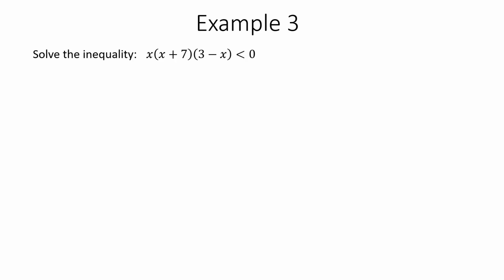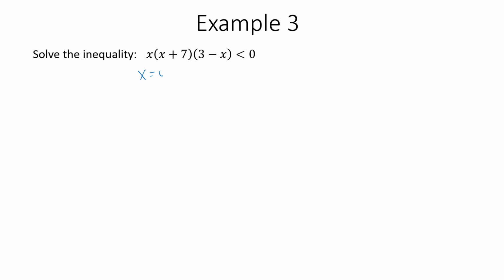Now, let's look at this one. We have x times (x plus 7) times (3 minus x) is less than 0. Okay, well we already have it in factored form on the left hand side and a 0 on the right hand side. Step 1's out of the way. Let's identify the zeros here.